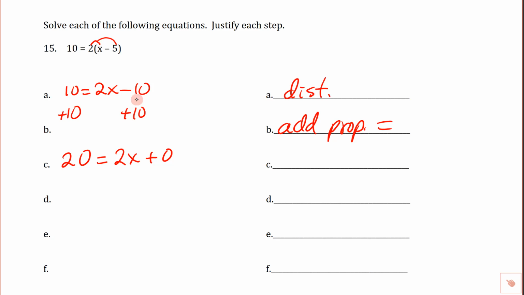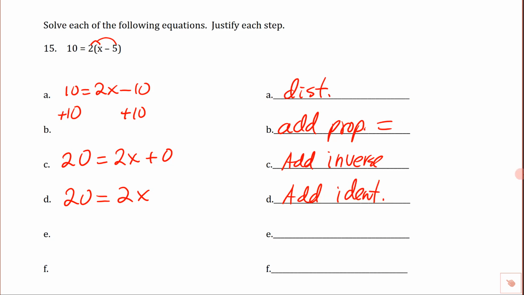We want to show people that, you know, those just didn't disappear. It turned into a 0. So this is the additive inverse because they cancel. Remember, when something cancels, it's always going to have something to do with an inverse. So this is going to be the additive inverse. Additive inverse. All right. And the next thing we're going to do is, this is silly to kind of keep this around, so we're just going to write 20 equals 2x. That's the additive identity. Okay, so additive identity.